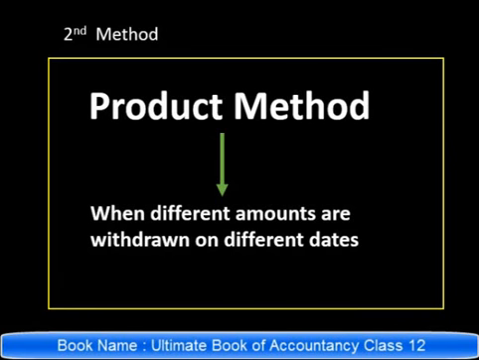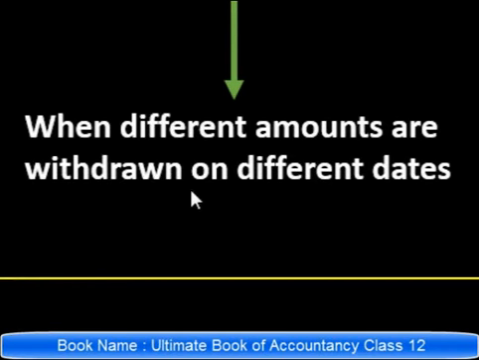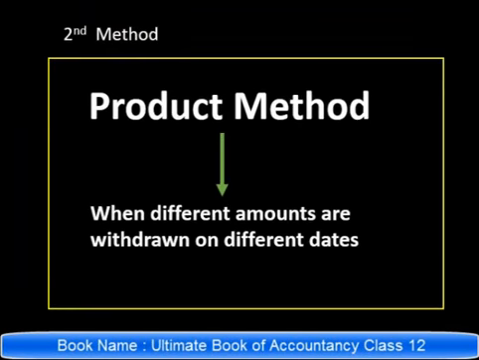So now we are doing the second method of calculating interest on drawings, which is called the product method. First of all, you must know when we have to use this method. As you can see on the screen, I have written there, when different amounts are withdrawn on different dates. It means when different amounts are given and different time periods are given, we have to use the product method.